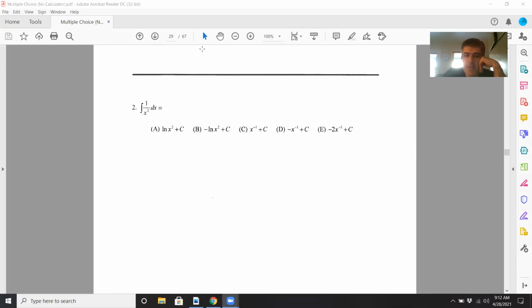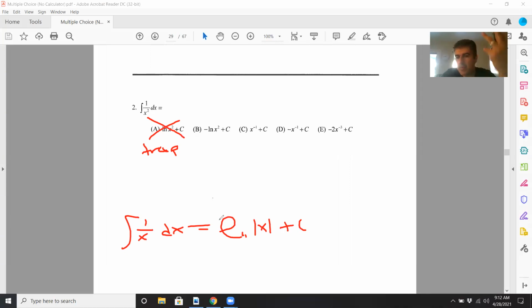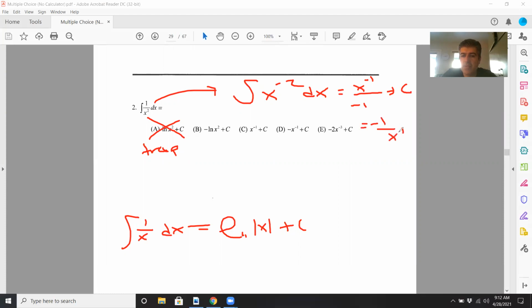This one here, just so you know, A is a trap. That is a total trap answer choice. Because we know the integral of 1 over x dx is natural log of the absolute value of x, by the way, plus c. That we know. But this really is like saying x to the -2 power, right? So add 1 to the exponent and divide by the exponent, and then plus c. So it's -1 over x plus c. And that's why it's going to be D.